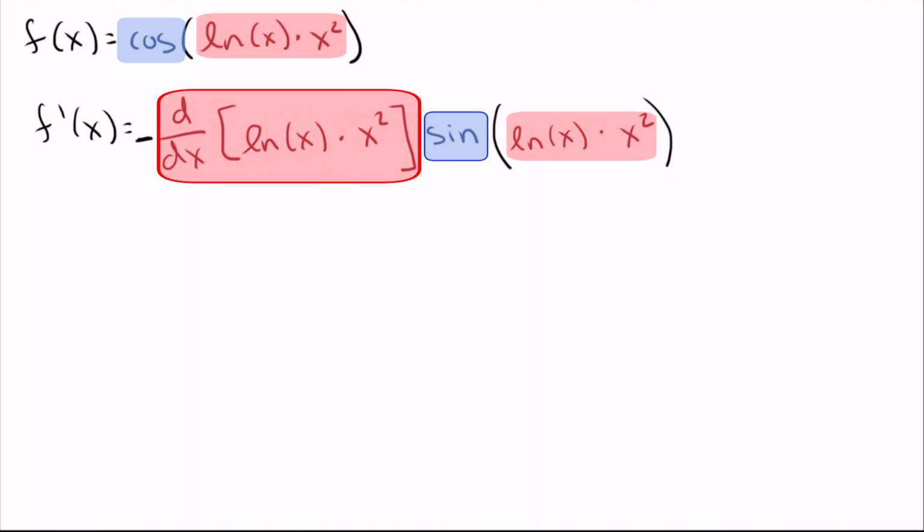Okay, so looking at this again here, what we see is really now, there's only one thing left to do. It's just the derivative of natural log x times x squared. Nothing else has any derivatives left. So again, let's go ahead and take our scratch work here.